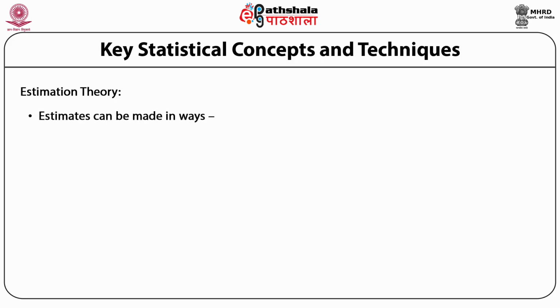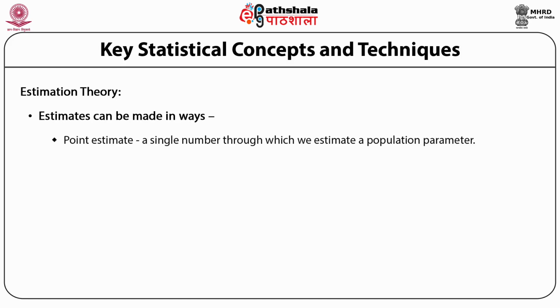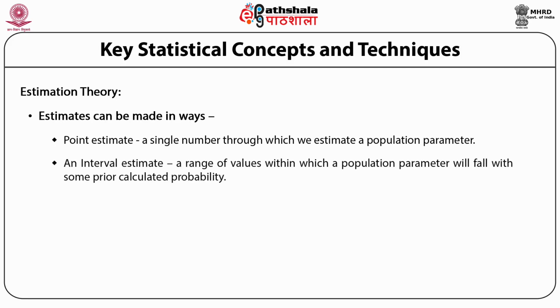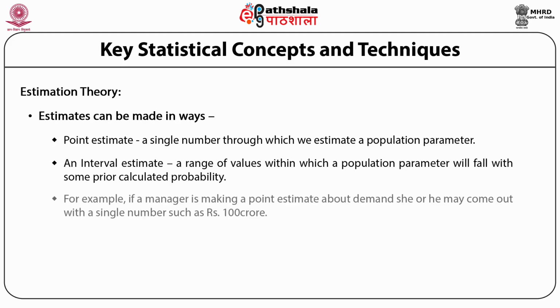While estimating, there can be 2 kinds of estimates. One can go with the point estimate, which means we have a single value, a single number through which we estimate a population parameter, or we can also have an interval estimate, a range of values within which a population parameter will fall. Now how these work, we can understand with the help of an example.